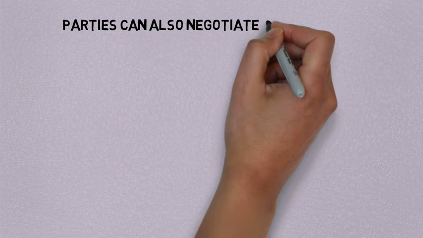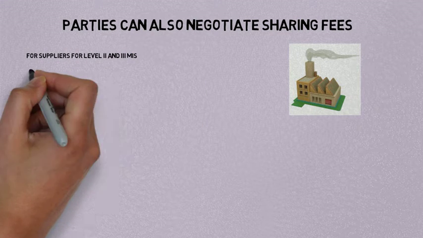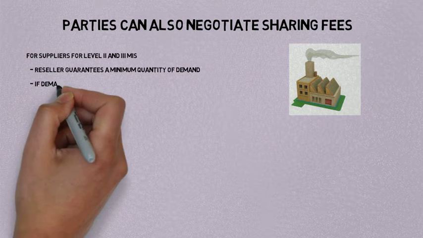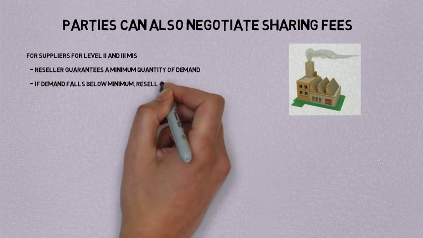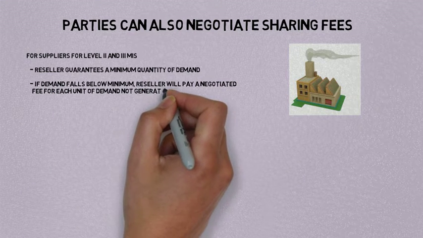Parties can also negotiate risk-sharing fees. For suppliers for level 2 and level 3 MISs, a reseller guarantees a minimum quantity of demand. If demand falls below minimum, the reseller will pay a negotiated fee for each unit of demand not generated.